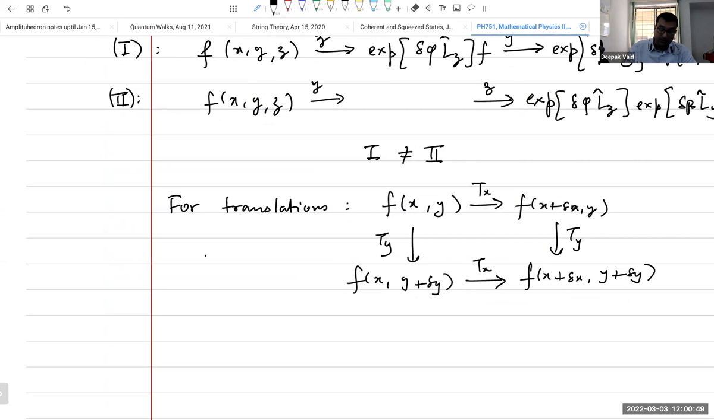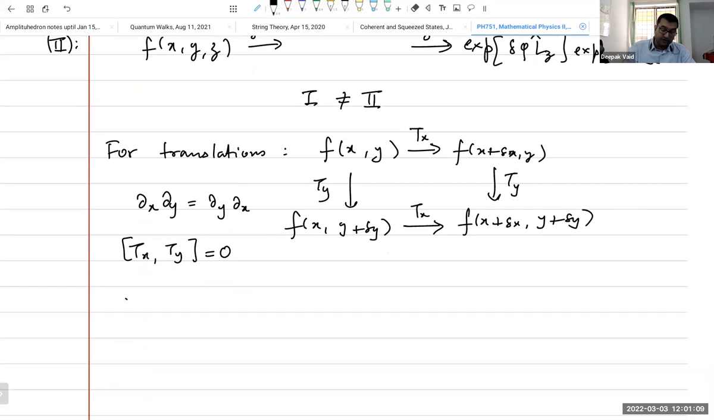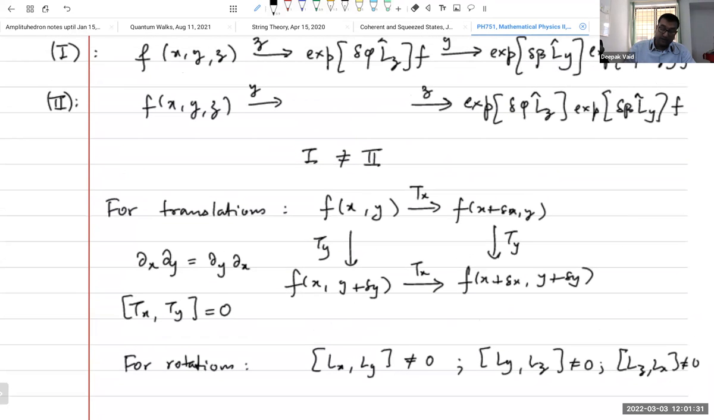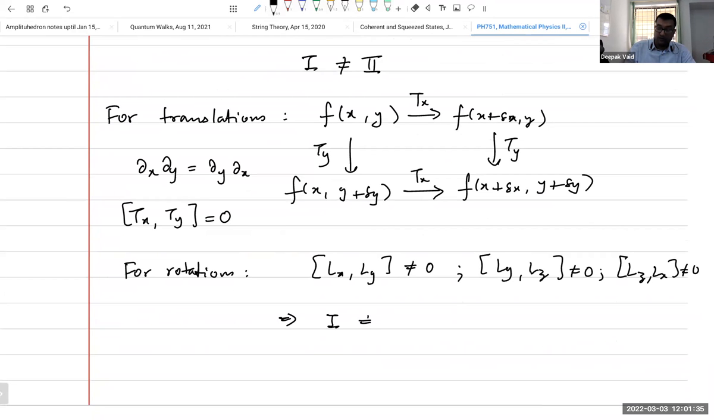Why? Because dx dy is equal to dy dx, right? So the operators, the generators of translations, they commute with each other. But for rotations, this is not true. For rotations, the commutator of Lx and Ly is not zero, right? Ly Lz is not zero. Lz Lx is not zero. Right? So because of this, one will not be equal to two.